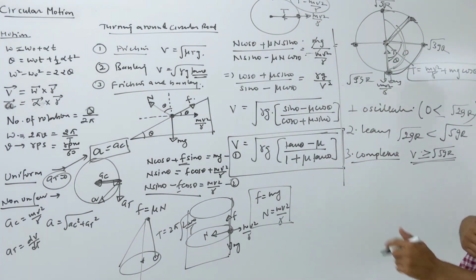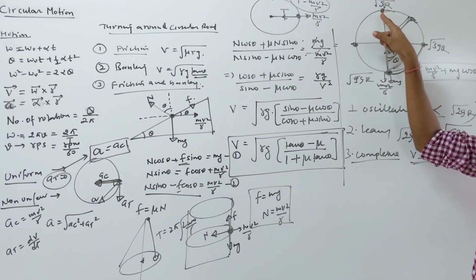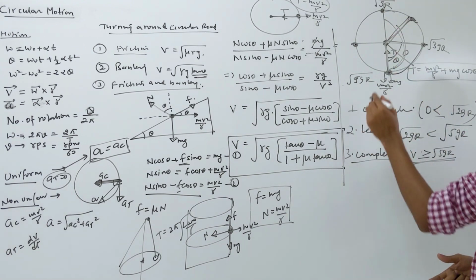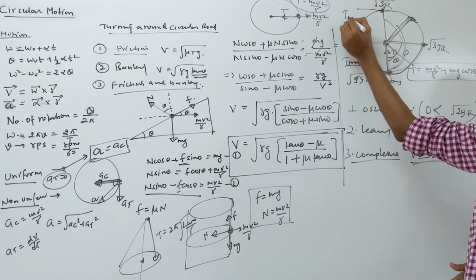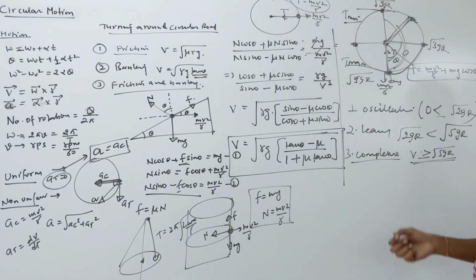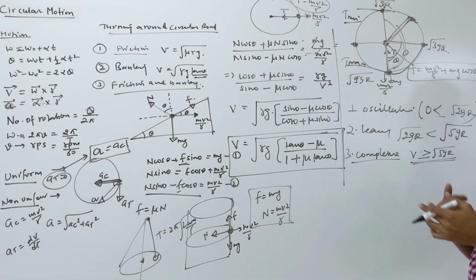Then you have also learned that at the lowest point the velocity will be maximum, and at the top point the velocity will be minimum. Then we say tension: tension at the lowest point should be maximum, and tension at the top point will be minimum, right.